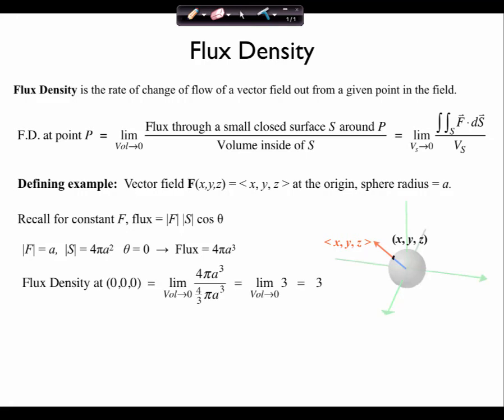So the flux density, what we talked about earlier, is going to be the flux we just calculated divided by the volume around the point, so that's the volume of the sphere. And what you see is the a cubes go away. So in this case, the flux density is irrespective of the radius of your sphere. You can make that sphere as small as you want, and you still get the value 3 every time. So that's the flux density of this vector field at the origin. It's 3.